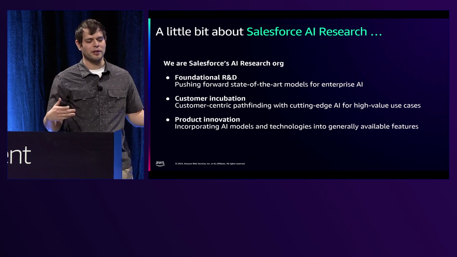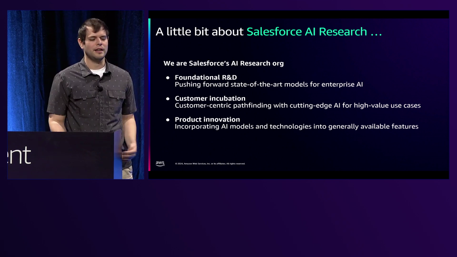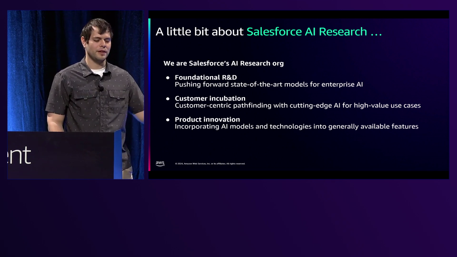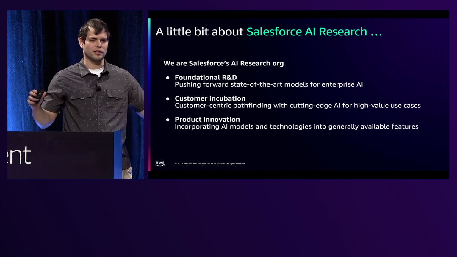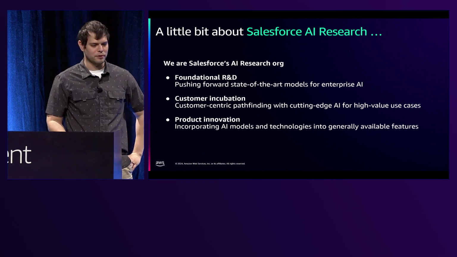And then finally, product innovation. So how do we incorporate our R&D on the AI side and our pathfinding and technologies from customer incubation into generally available features across all of our products and platforms?